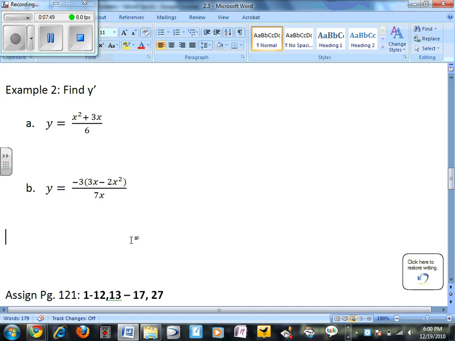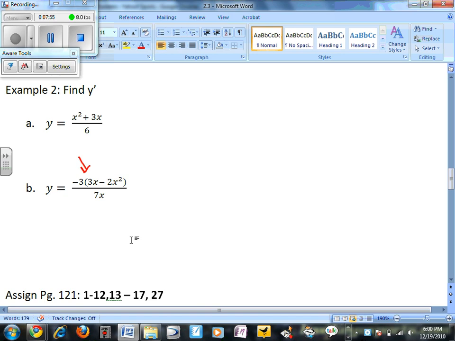All right. And the last example here, we could use the product rule and the quotient rule. If we wanted to, I would probably distribute. But we could use the product rule and then the quotient rule. So we do use the product rule when we take the derivative of the top. Let's do that real quick.